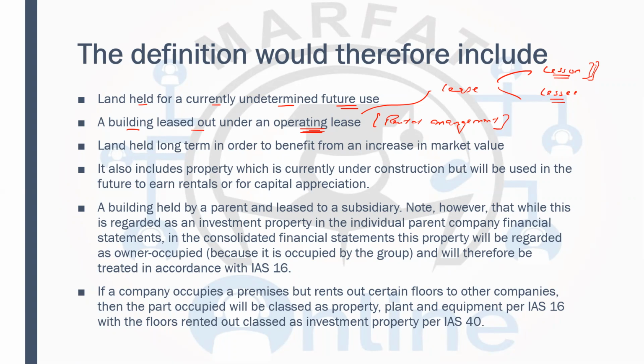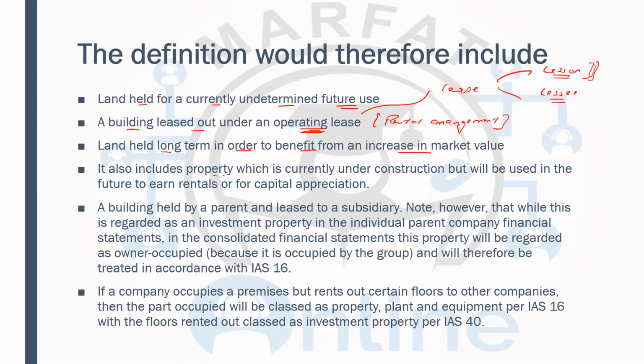So a building leased out under an operating lease is going to be a rental arrangement, and that should be classified under IAS 40. And the third point, which we have already studied, is land held long term in order to benefit from increase in the market value. This is what we call capital appreciation.